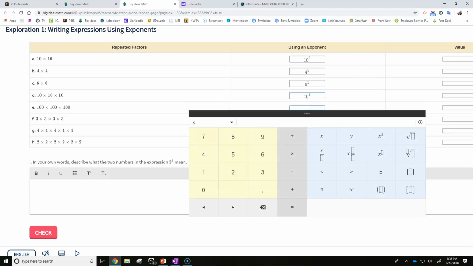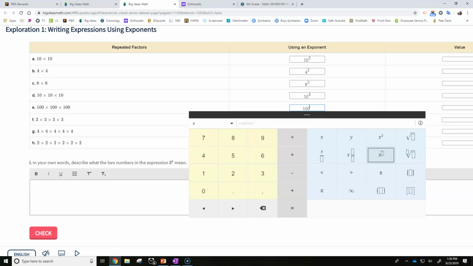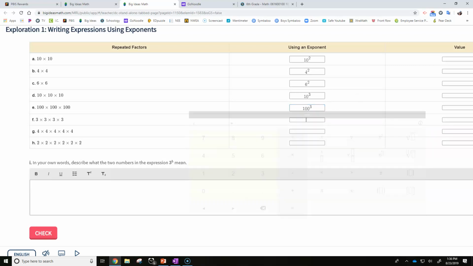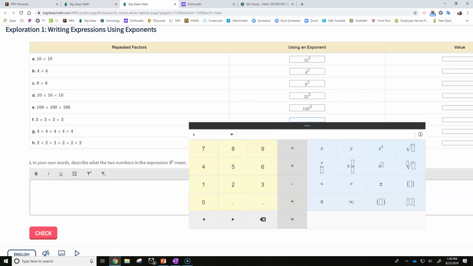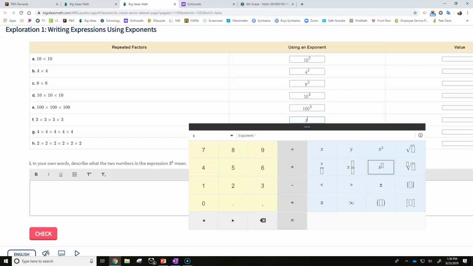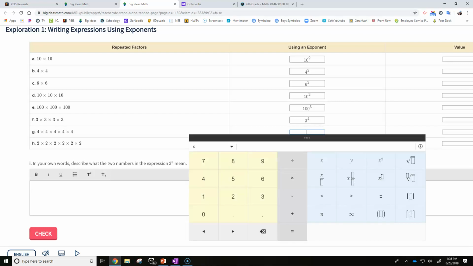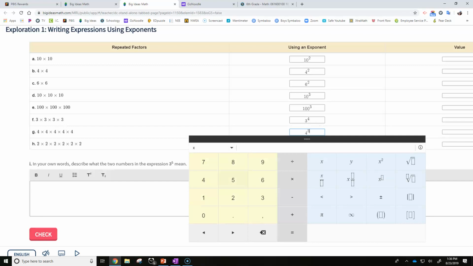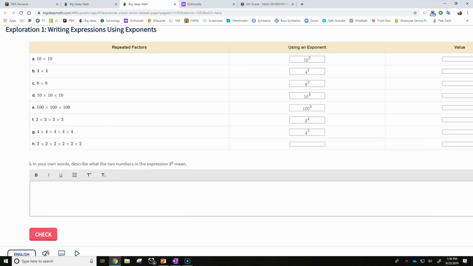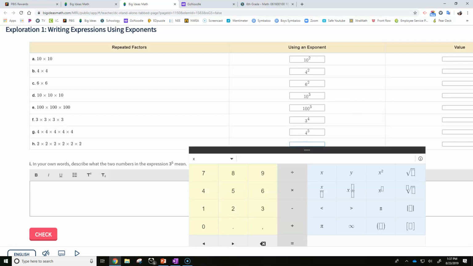How about 100 times 100 times 100? 10 to the 6th power. 3 times 3 times 3 times 3. Okay? 3 to the 4th power. 4 times 4 times 4 times 4 times 4. Ethan? 4 to the 5th power. 2 times 2 times 2 times 2 times 2 times 2. Everett? 2 to the power 6.